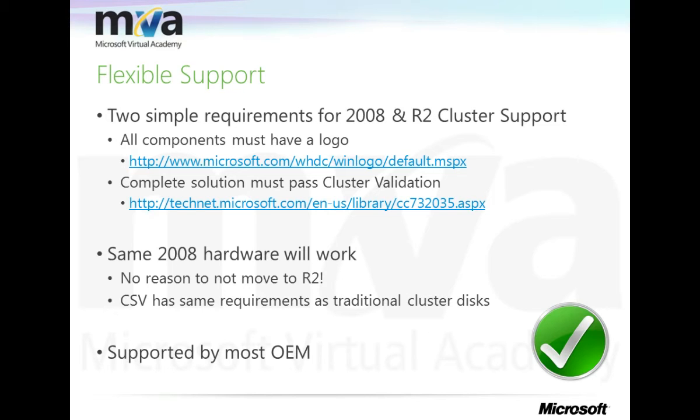One key thing to keep in mind with 2008 R2 is that we have not changed the support policy since 2008, which means that all of your hardware which you got validated on Server 2008 will still work on 2008 R2, so there really is no reason not to upgrade to R2. And this includes the new clustered storage system, known as Cluster Shared Volumes. CSV has the exact same requirements as traditional clustering, so if you ran and validated disks back in 2008, those will continue to work in 2008 R2.